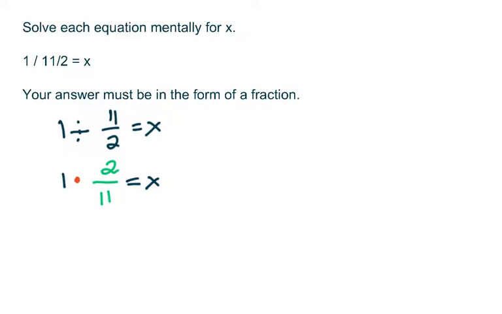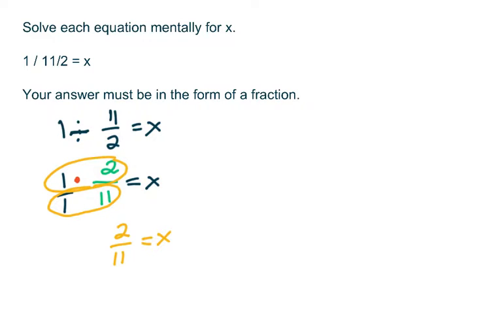So now that I've followed the process, what I can do is actually just multiply. So I'll do 1. If I wanted, I could actually write this as 1/1, if that helps me to see. So I'm going to do 1 times 2 is 2. And then for the denominator, 1 times 11 is 11. And that equals x. So that was the correct answer.